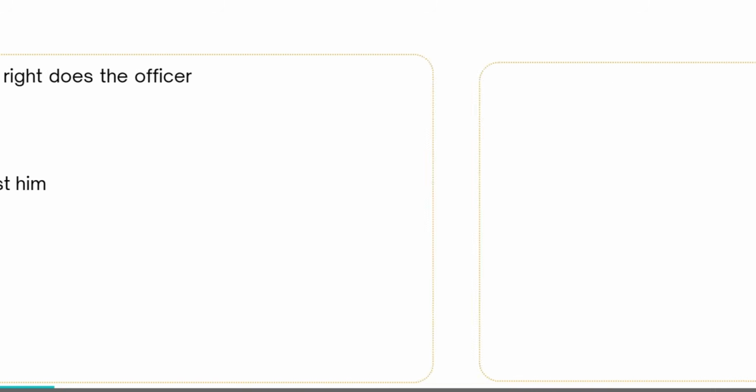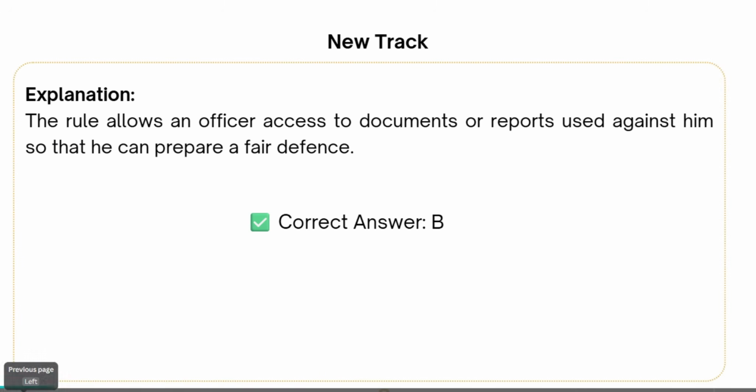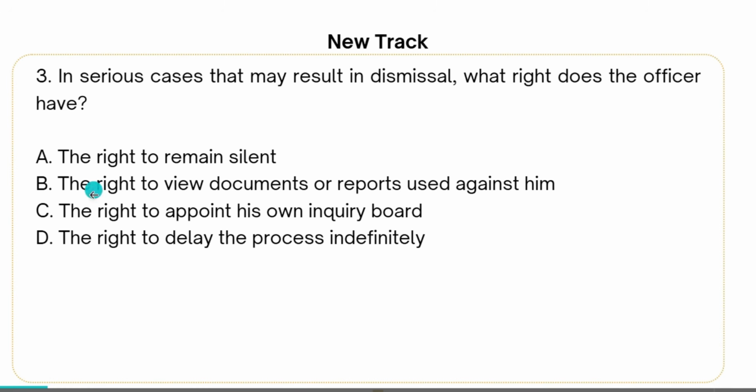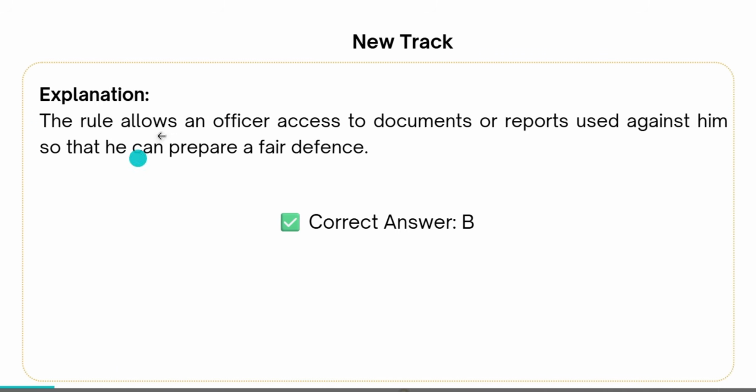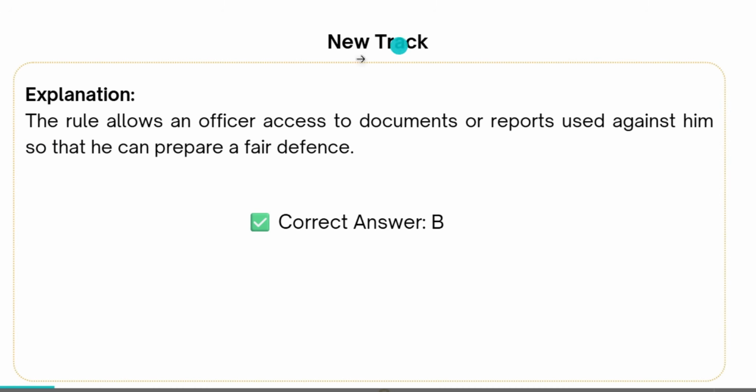Let's check it out. The right option is option B, the officer has the right to view documents or reports that are being used against him. This is taken from PSR chapter 10 section 3, and the rule allows an officer access to documents or reports used against him so that he can prepare a fair defense for himself. The right option is option B.